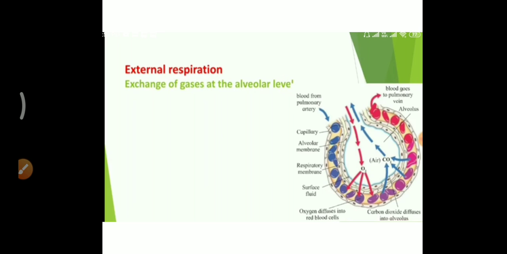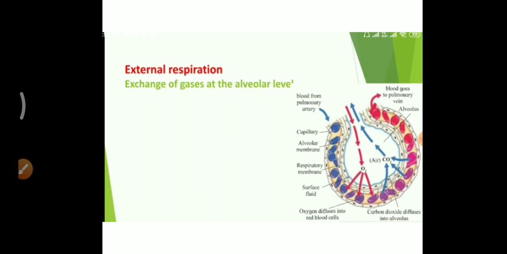Respiration is a biological process involving exchange of gases between the atmosphere and the lungs, and it results in the formation of ATP. So for all this process, what is the requirement? This is the requirement of a particular mechanism. In this mechanism, the first mechanism you have seen is breathing. So what is breathing?